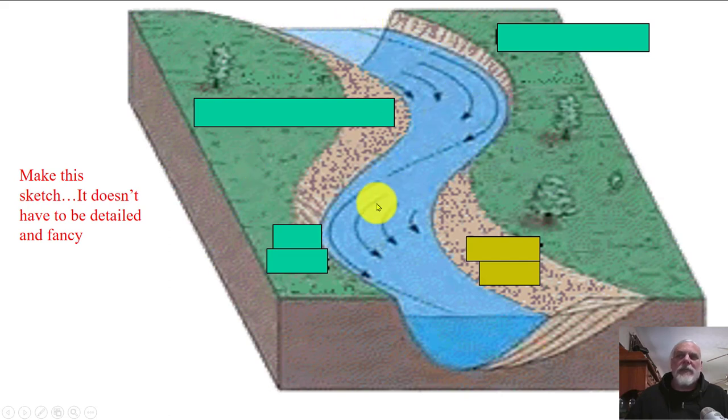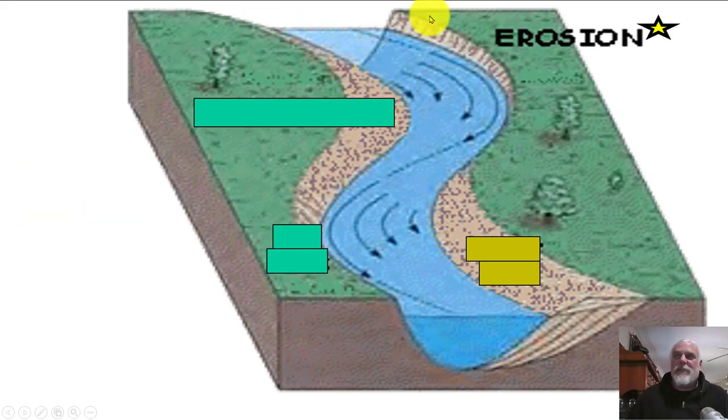In your notes, go ahead and make this sketch. It does not have to be fancy and detailed. I would just draw a line like this, and then another line like this. So it's both sides of the creek. This side of the creek here, this is going to be erosion.